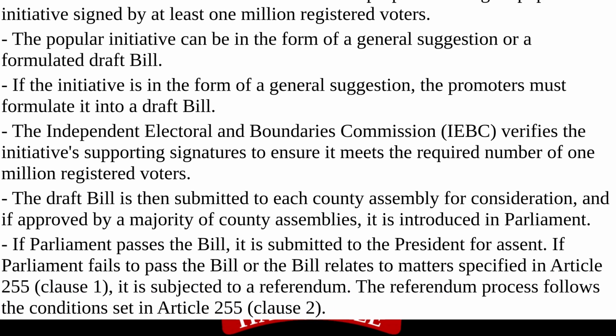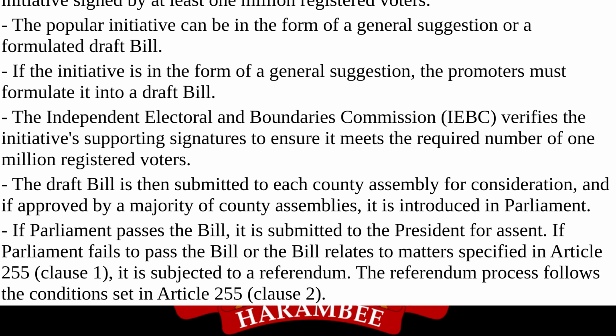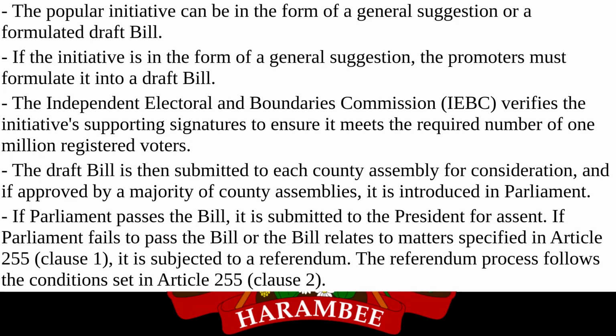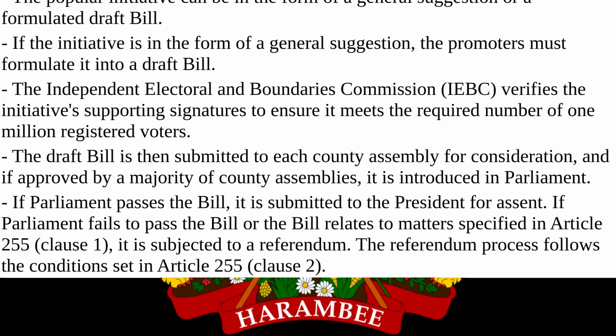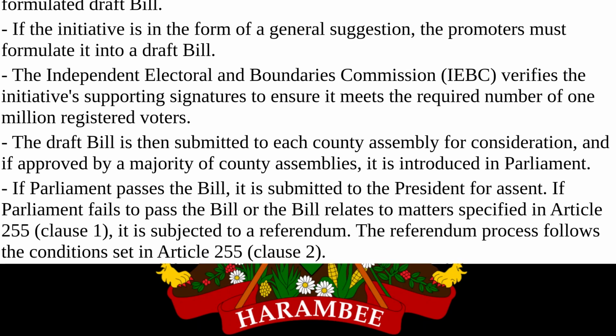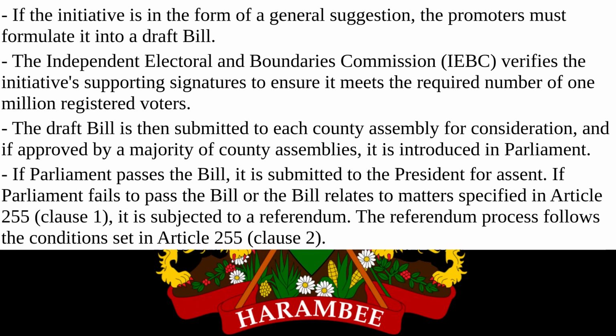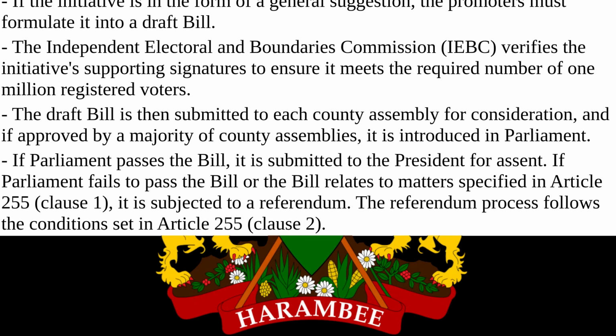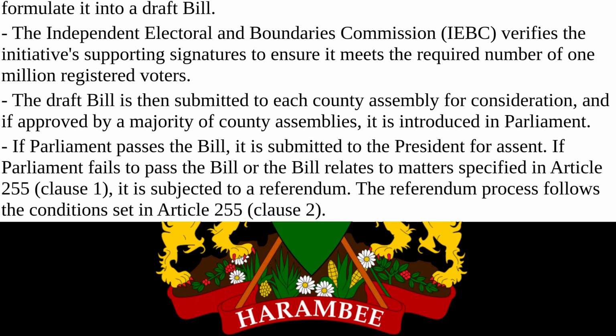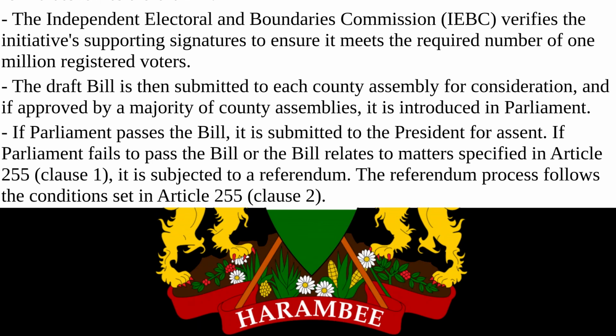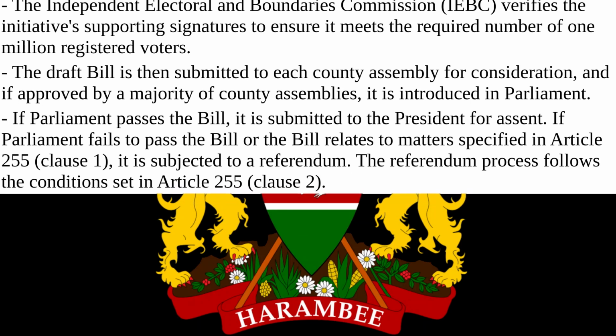The Independent Electoral and Boundaries Commission verifies the initiative's supporting signatures to ensure it meets the required number of 1 million registered voters. The draft bill is then submitted to each county assembly for consideration, and if approved by a majority of county assemblies, it is introduced in Parliament.